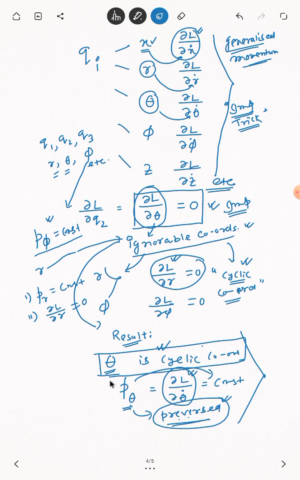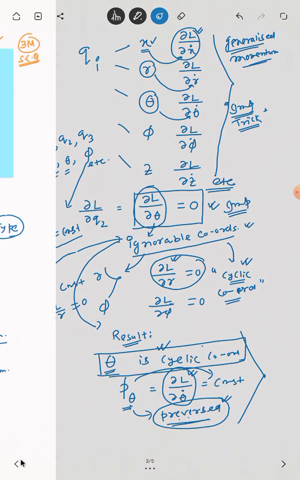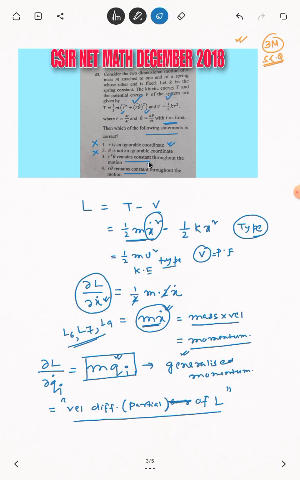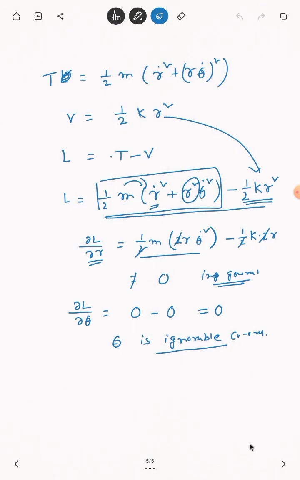Take a look at this beautiful thing: if theta is cyclic, or say phi or say r, then p_r or p_theta or p_phi will be constant, and from that constant we can easily tackle this type of problem where some constant word is given. This word is important. So here, what is the cyclic coordinate?